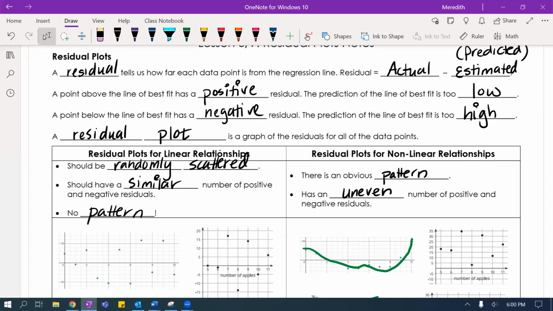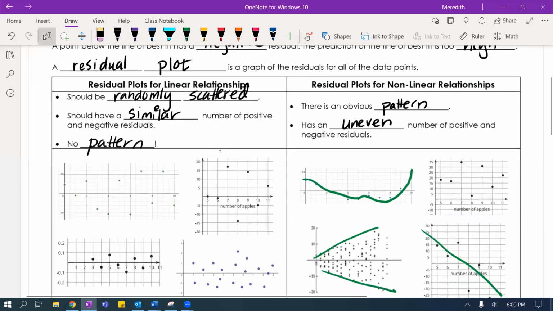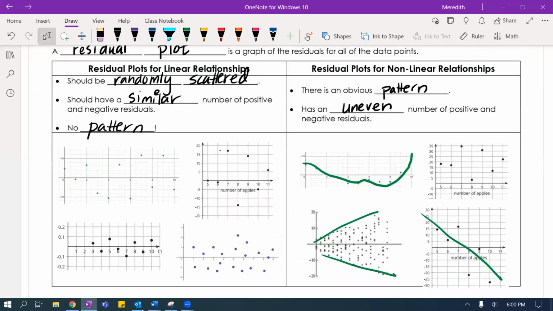A residual plot is a graph of all of these residuals and how far away they are from the line of best fit. So let's talk about the two types of residual plots that we see. We see linear relationships and nonlinear relationships. We're really focused on linear relationships this unit. So when we're looking at residual plots, you should see them randomly scattered. All of the points should be randomly scattered.